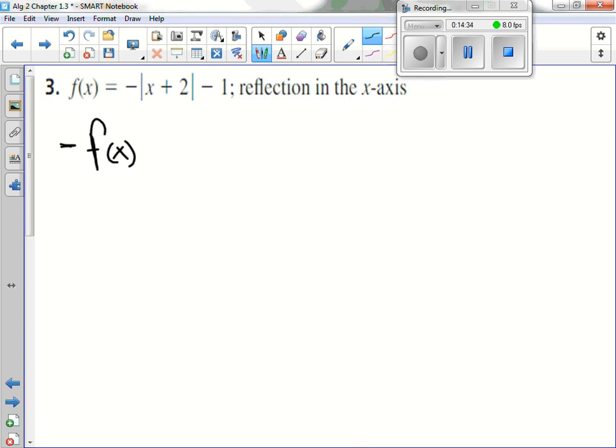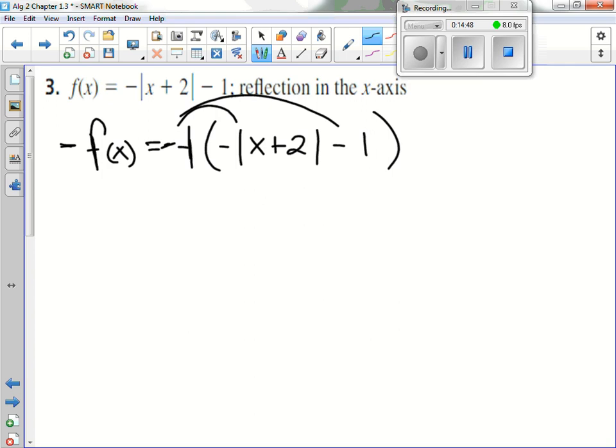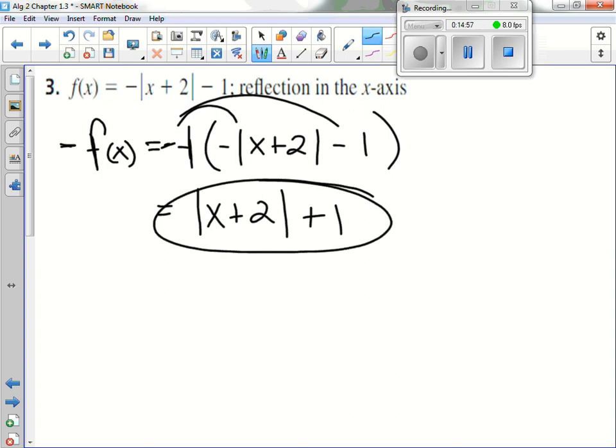The entire function. So when we apply it to the entire function, really what we're saying is negative parentheses, and then we have our function, negative absolute value of x plus 2 minus 1. So I'm multiplying essentially everything by negative 1. Well, negative 1 times this negative is going to make it positive. So we have plus the absolute value of x plus 2, and negative 1 times negative 1 is plus 1. So our reflection in the x-axis for this function, f of x, is the absolute value of x plus 2 plus 1. And that's all we need to do for this here.